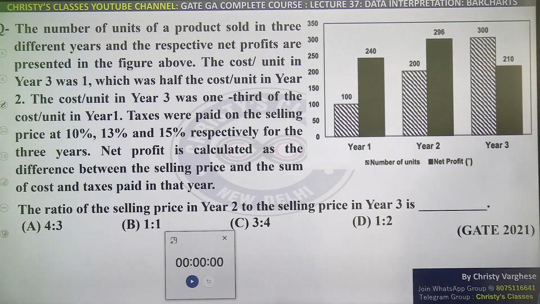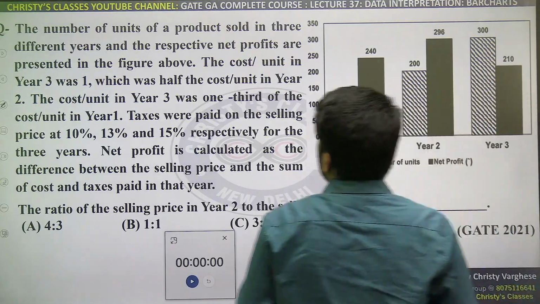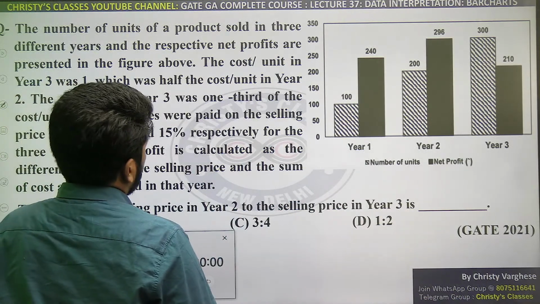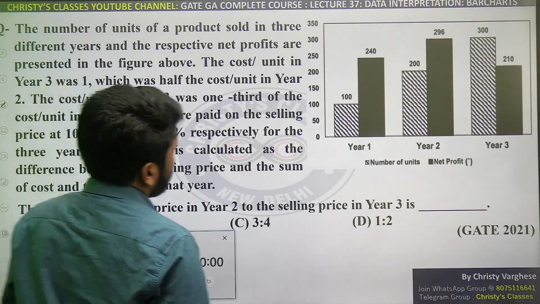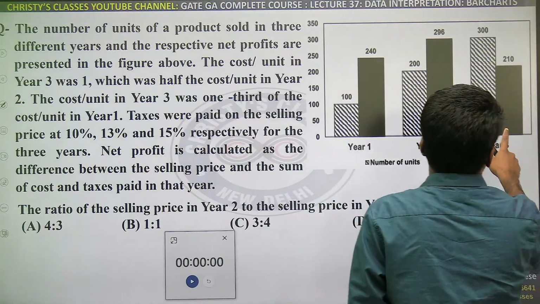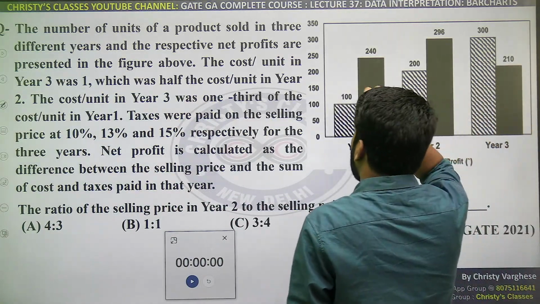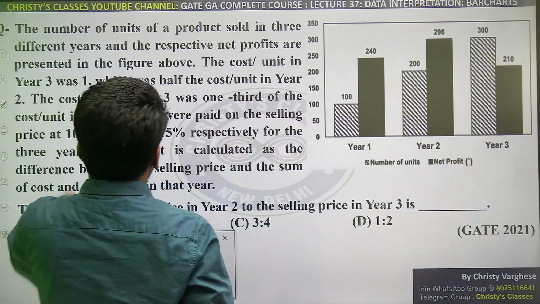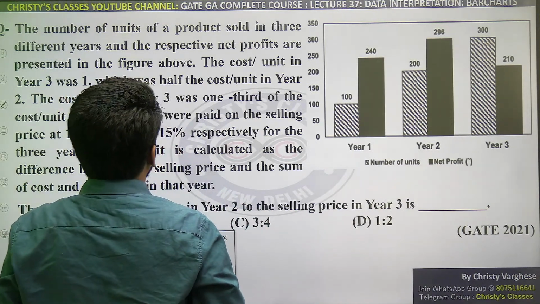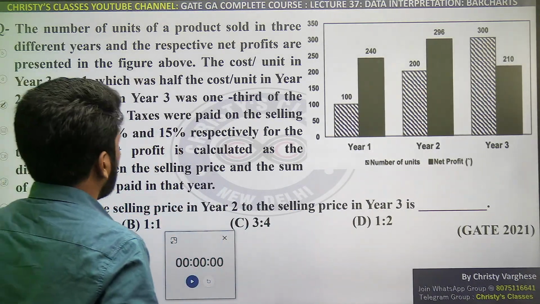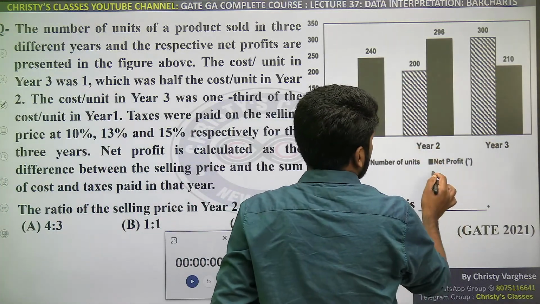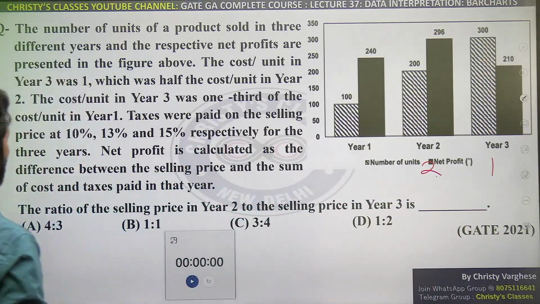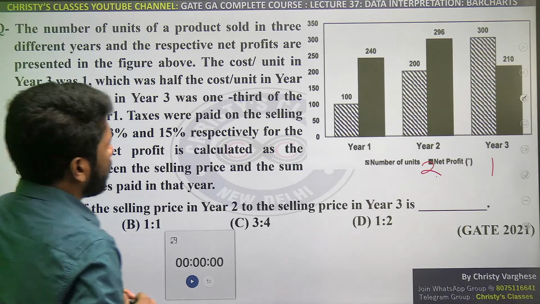Okay, so what is the meaning of the question? The number of units of a product sold in 3 different years and the respective net profits are presented in the figure. The cost per unit in year 3 was 1. Cost per unit, 1 unit of product cost was 1 rupee in year 3. And the cost per unit in year 3 was 1, which was half of the cost per unit in year 2. So if this is 1, this is 2. That is what the question is saying. So 2's half is 1. The cost per unit in year 3 was 1/3 of the cost in year 1. So that will be 3.